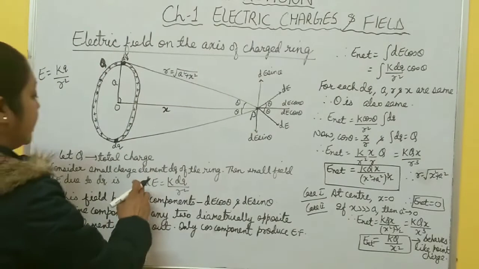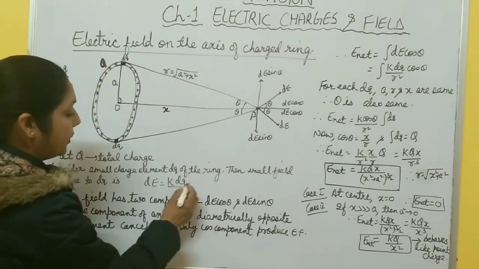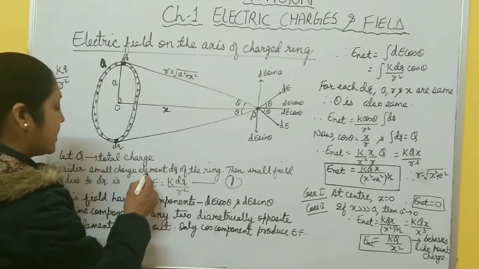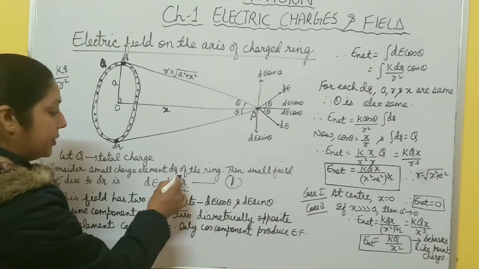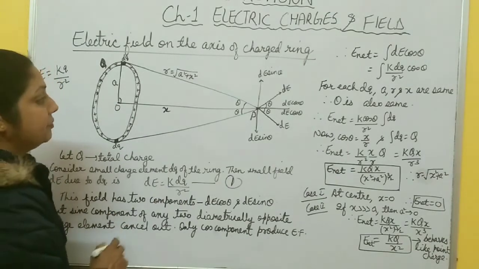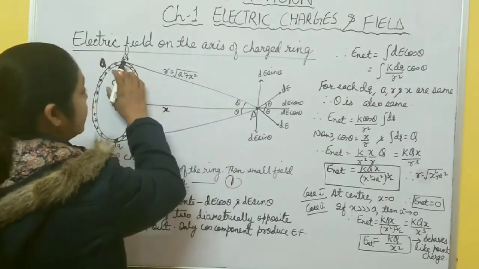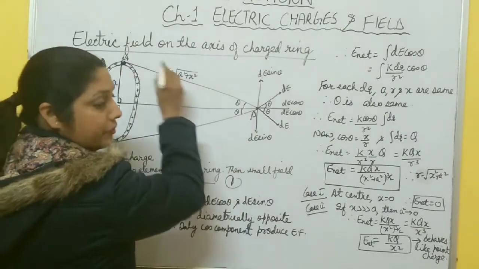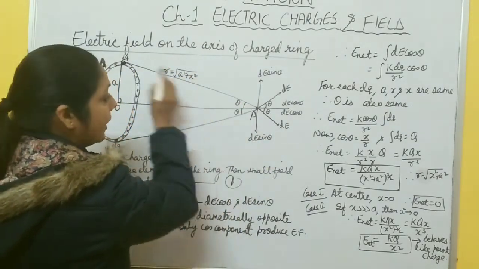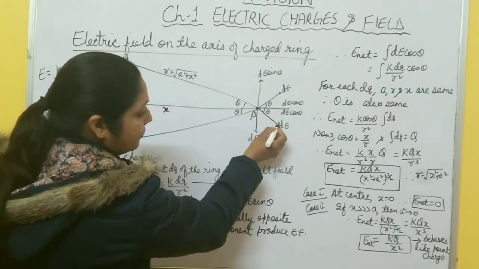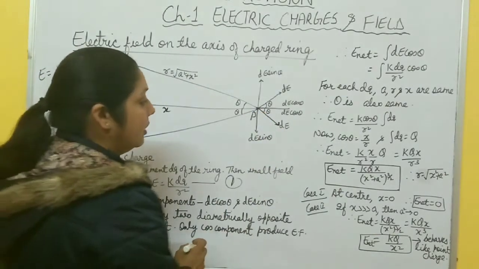So that field becomes how much? dE equal to k dq by r square. This is a small field due to this charge element dq. And the direction of that field: this is a positive charge, so the direction is away from the positive charge along the line joining these two points. So the direction is this one. This is the direction of the electric field, right?